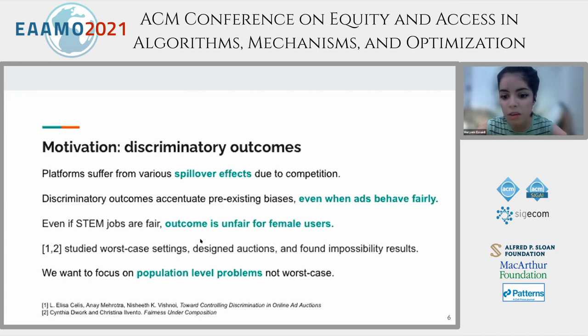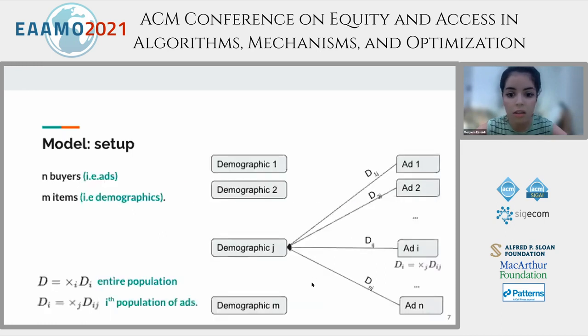I'm going to show an example later to explain what I mean by population level, but first I'm going to present the model. And this is the setup. We have n buyers, so n ads or n populations of ads. So this could be STEM jobs, this would be maternity clothes, this would be men's shoes, etc. And we have m demographics, so m items, and each item corresponds to a user demographic. So this could be female users, this could be male users, and so we have m types of them.